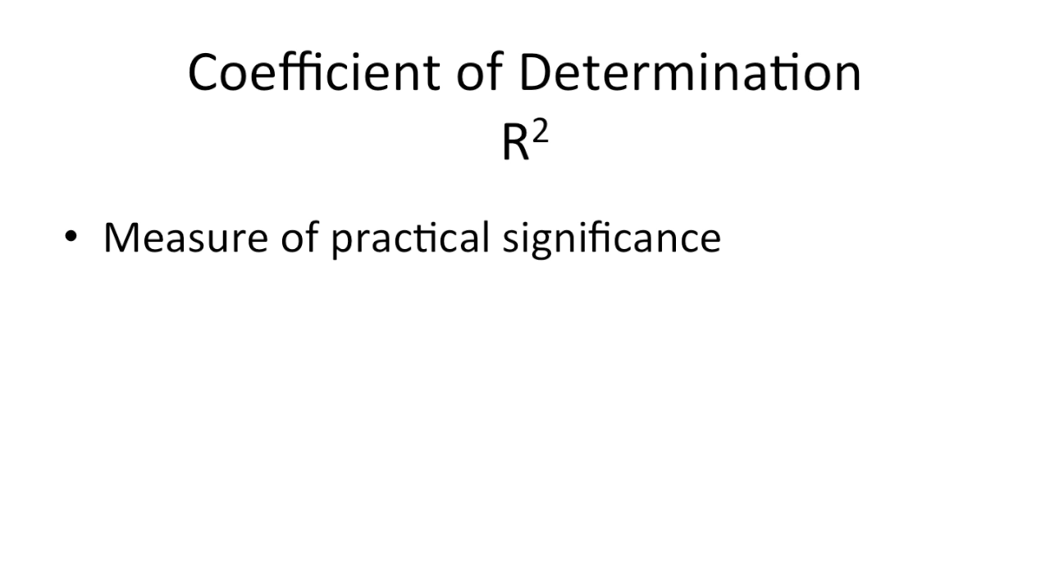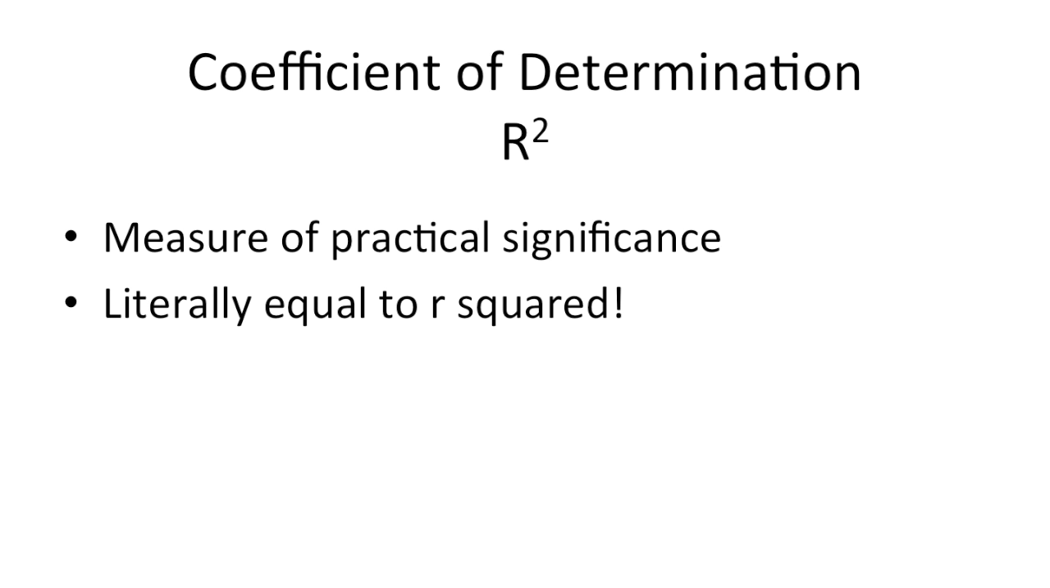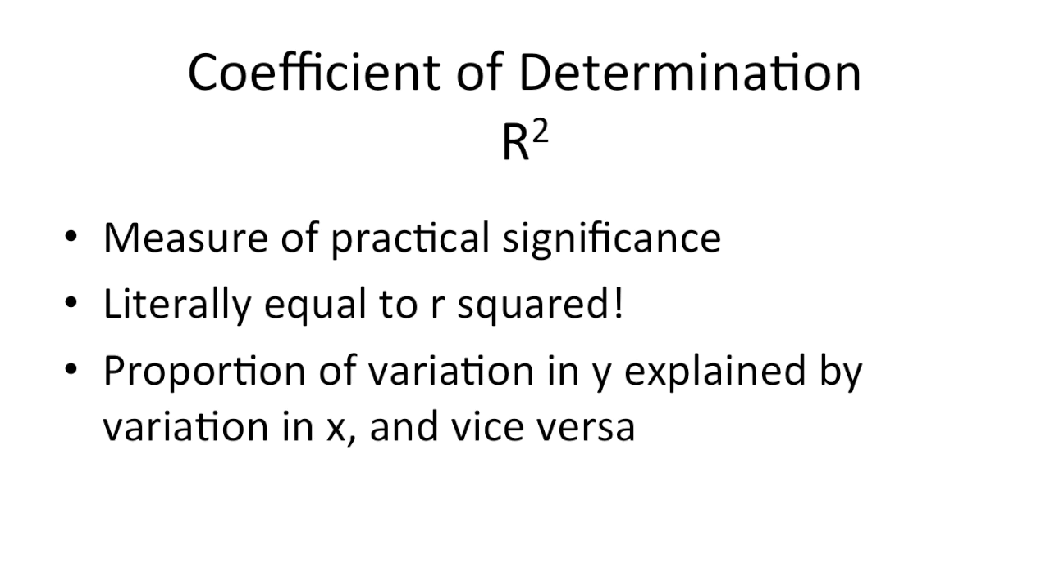Finally, the coefficient of determination, also known as r squared. This is a measure of practical significance. For correlation or regression, this is your measure of effect size. It is literally r squared. Every semester I get a lot of questions about how do you compute r squared. It is the correlation coefficient, or r, squared.